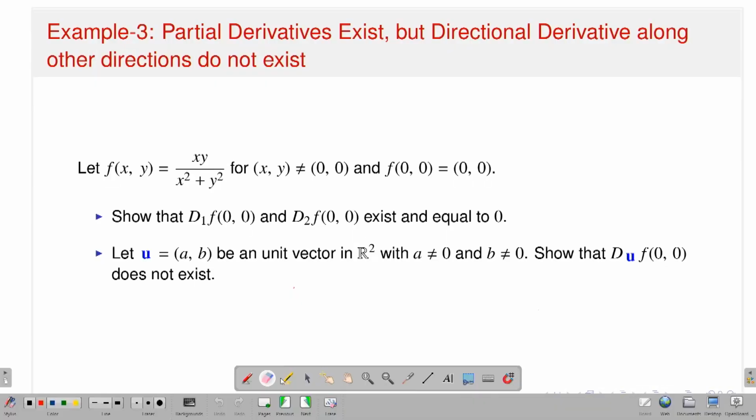As I said in my last lecture, I should give one example where I can assure you that the partial derivative exists at some point, however the directional derivative does not exist. In fact, this is the example where I missed one t in the calculation, so you have to be very careful. It says that partial derivatives exist, but directional derivatives along other directions do not exist.